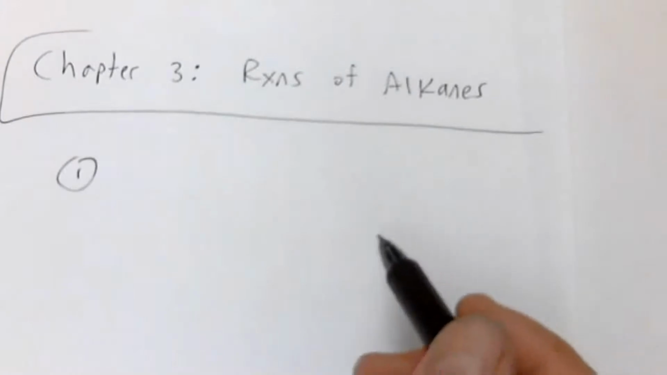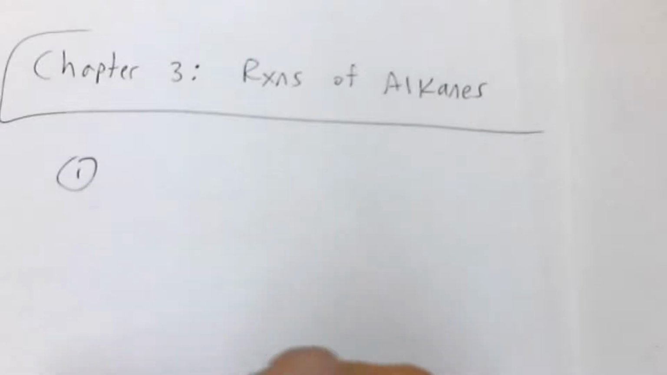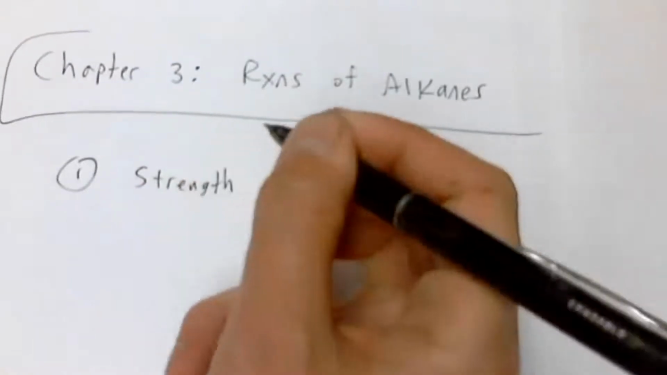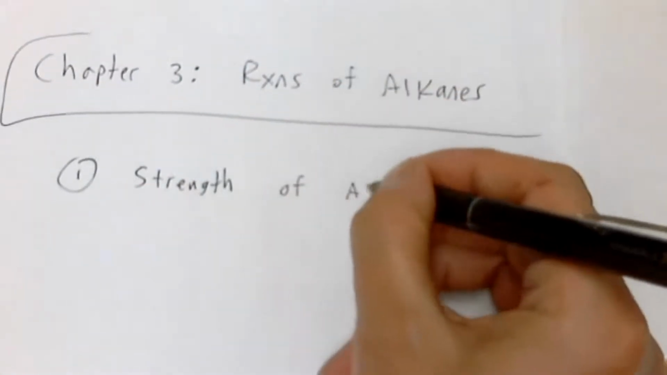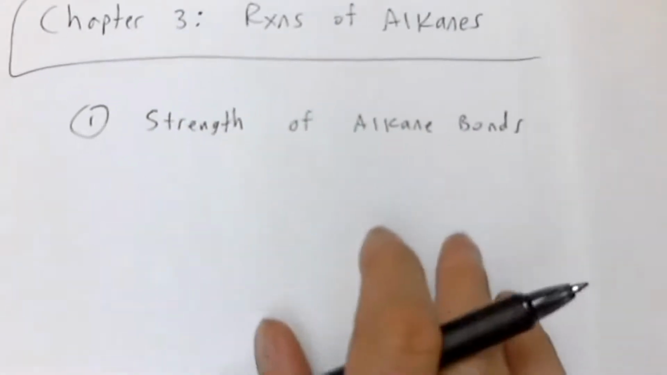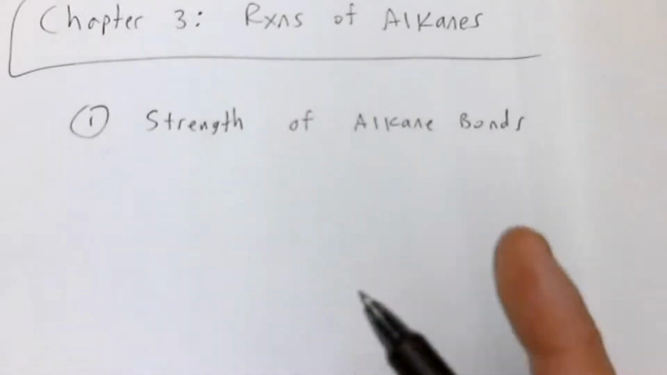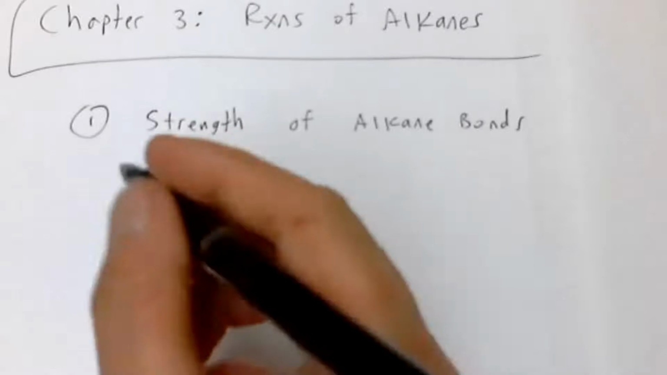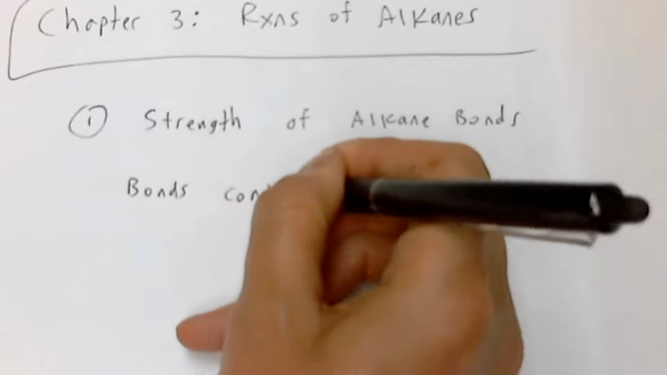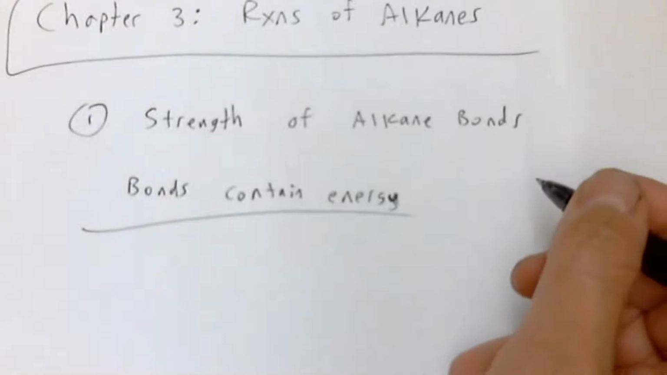In each of these parts, I'm going to indicate sections, like section 1, 2, 3. So the first thing is strength of alkane bonds. As you might imagine, alkanes like methane, ethane, propane, have a bond strength between the bonds, right? And bonds contain energy. That makes sense.